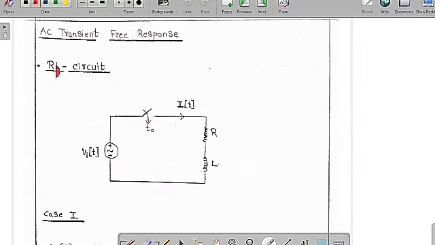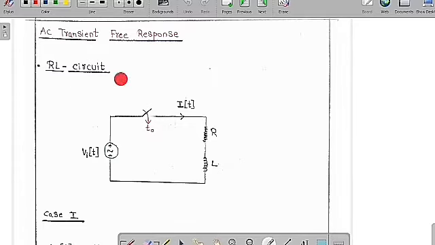So now we are going to learn about the AC transient free response. AC transient free response means that by some condition we can remove the transient response. So what is that condition, now we are going to see.